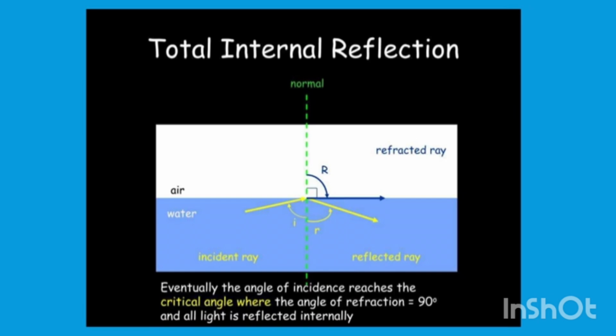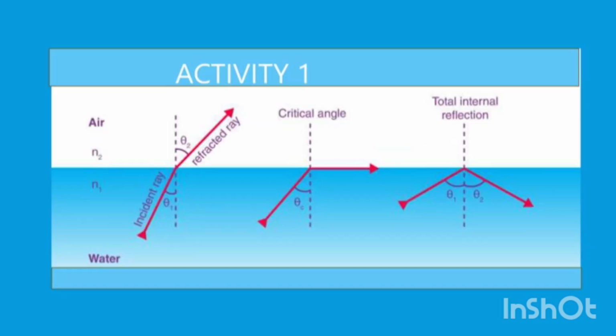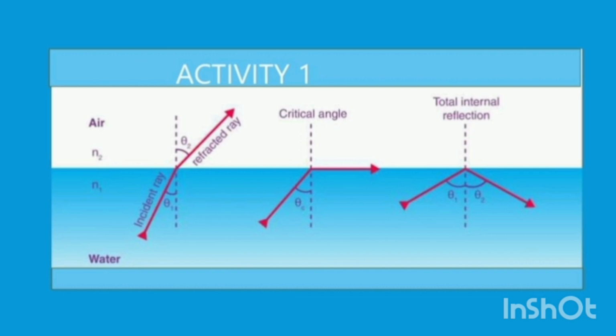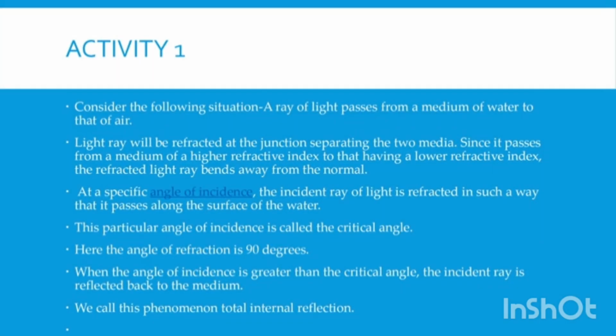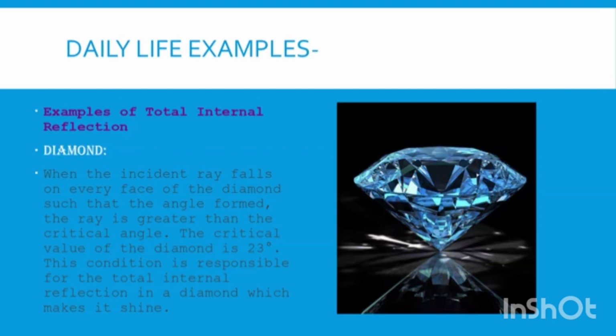Let us do an activity. Consider the following situation. A ray of light is passing from a medium of water, as you can see in the picture, to that of air. So the light ray will be refracted at the junction separating the two media. Since it is passing from water to air, from a medium of higher refractive index to that of a lower refractive index, the ray of light bends away from the normal.